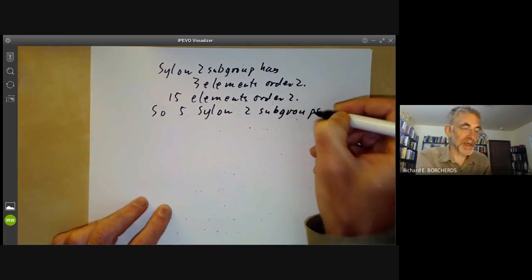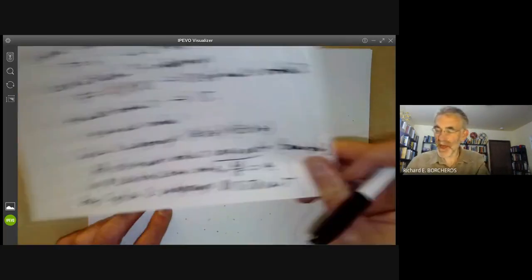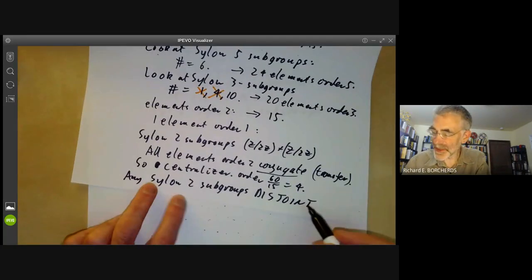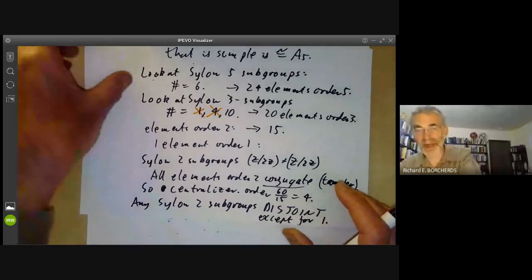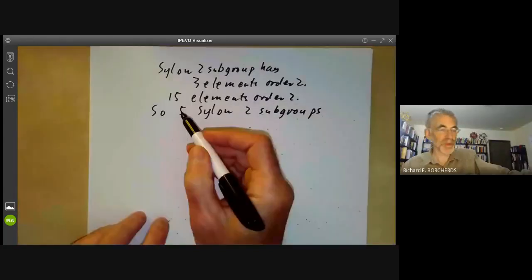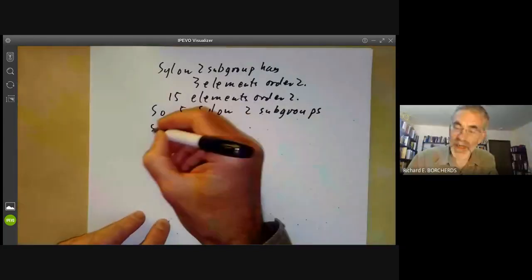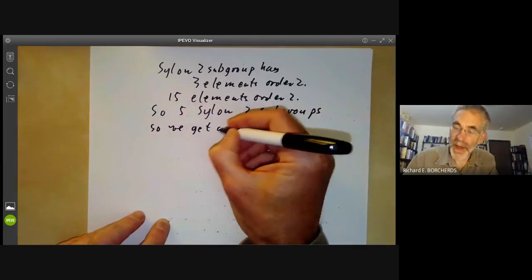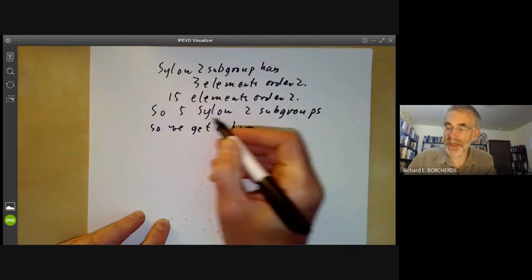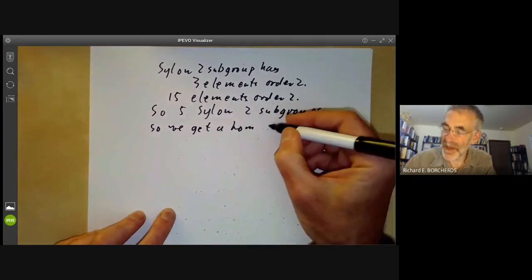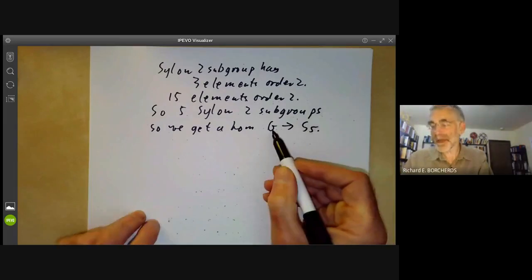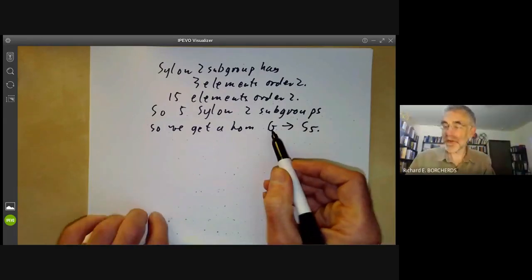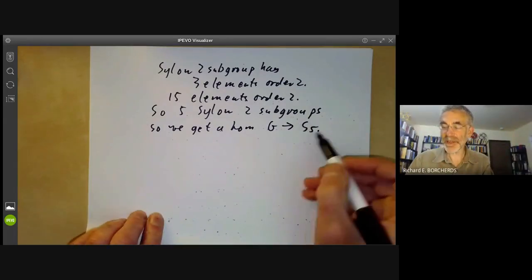I just noticed a slight error I made on the previous thing. Any 2 Sylow subgroups are disjoint except for the identity element. Of course, they have the identity element in common. So there are 5 Sylow 2-subgroups. So we get a homomorphism to the group of permutations of these 5 Sylow subgroups. So we get a homomorphism of G to S5. And from that, it's very easy to deduce G must be the alternating subgroup of S5.